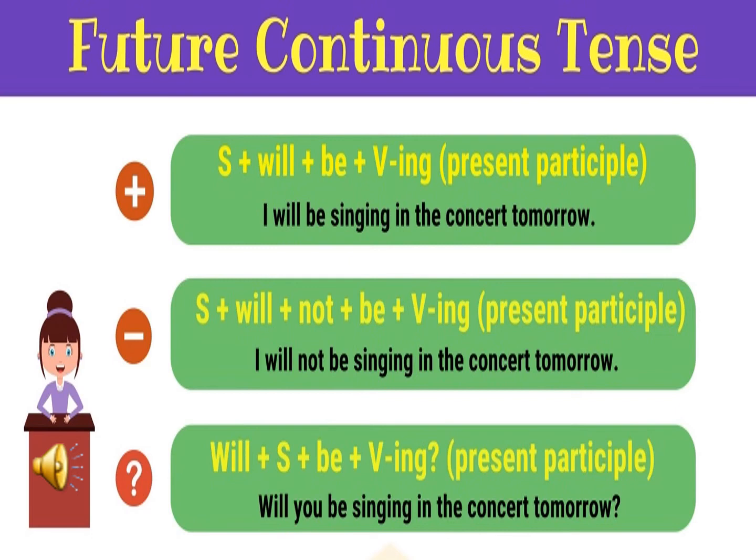Number 2, of course, when we have to negate a sentence, we have to add not to become will not or won't. I will not be singing in the concert tomorrow. Number 3, when we have to make a question, we start with the word will, followed by the subject, then be, and we add ing because it's a continuous form.